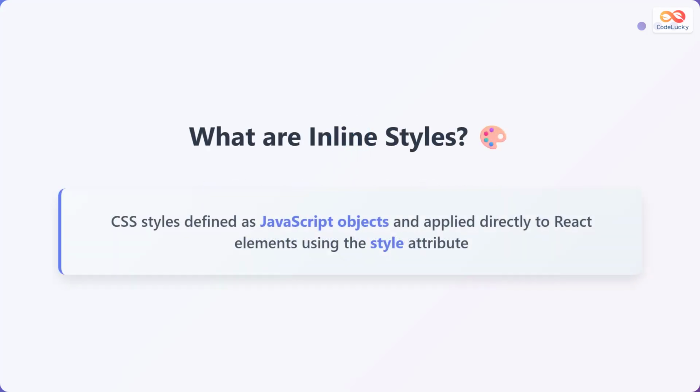So, what exactly are inline styles in React? Well, they are CSS styles that are defined as JavaScript objects. These style objects are then applied directly to React elements using the style attribute. Think of it as a way to bring CSS directly into your JavaScript code, making your components highly dynamic and customizable.